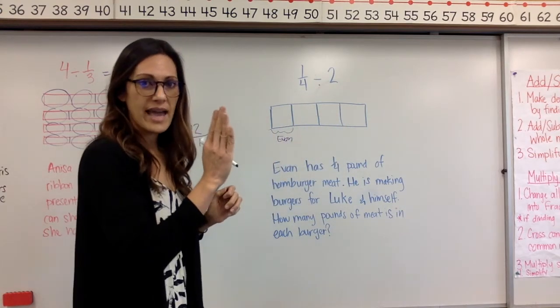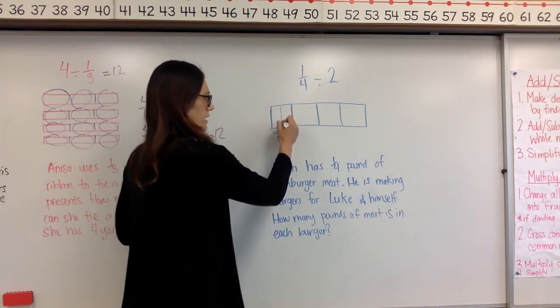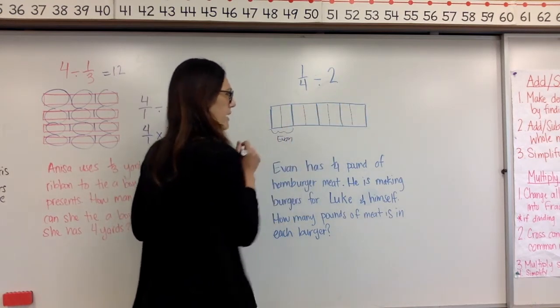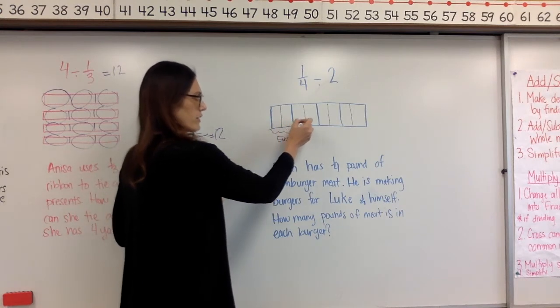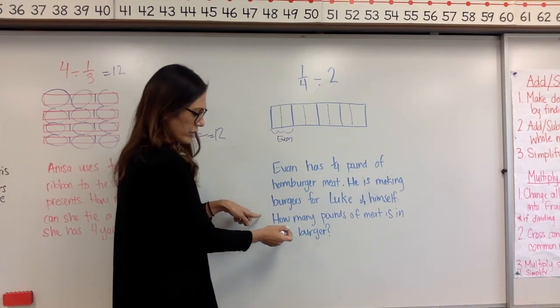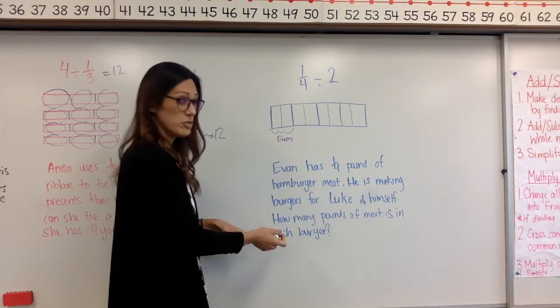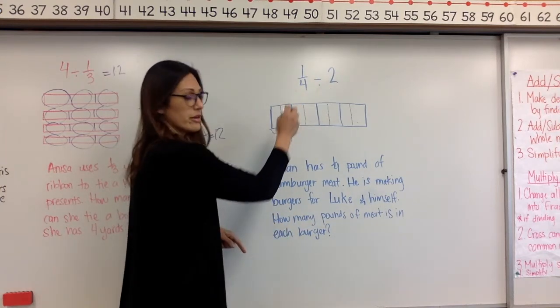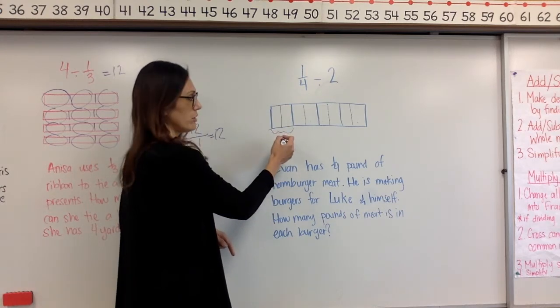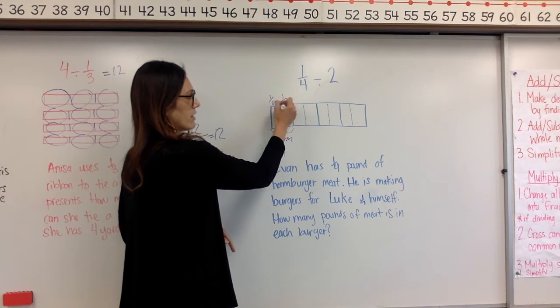And I'm going to cut them into halves, or 2. So I'm going to cut this one into 2, this one into 2. And I would see, how many pieces do I have? 1, 2, 3, 4, 5, 6, 7, 8. I have 8 pieces. But the question says, how many pounds of meat does each burger have? He only did 2 burgers. So if this is 1/4, and I split it into 2, I'd have 1/8 in each.